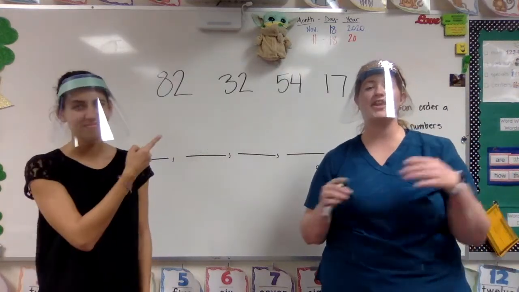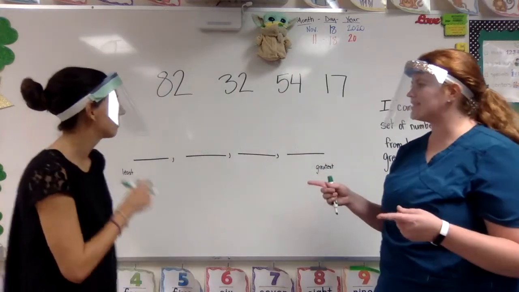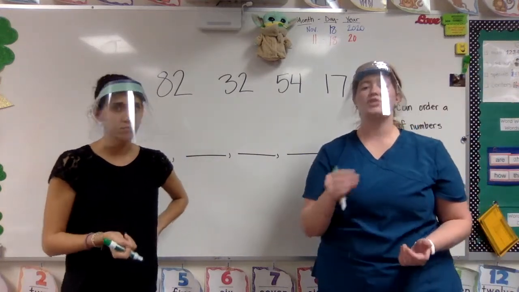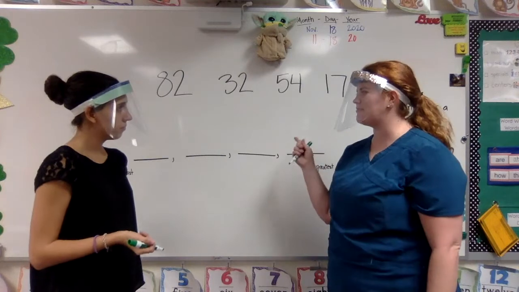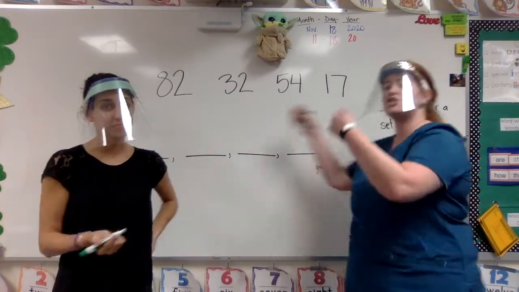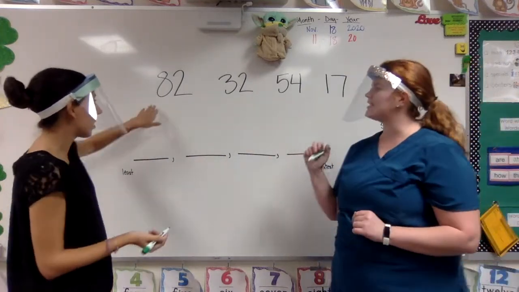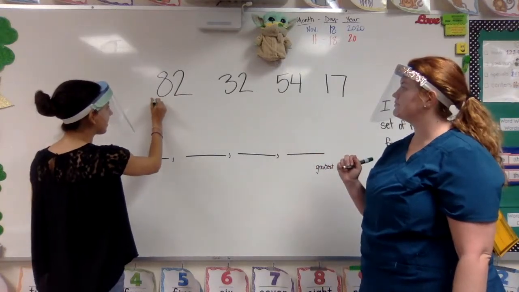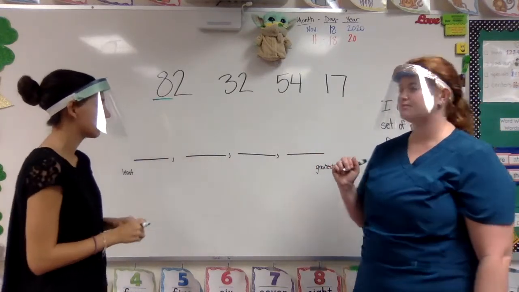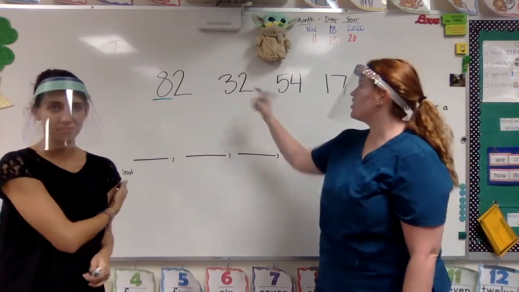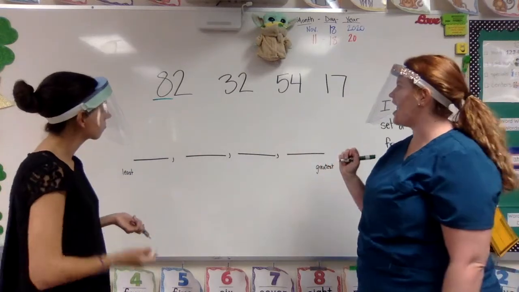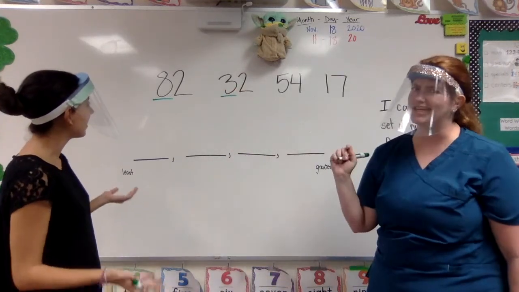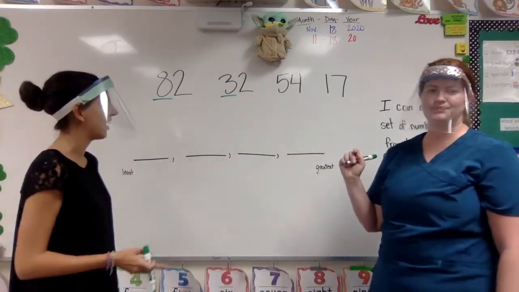Okay, let's practice with another set of numbers. You know what, Miss Lestico? We started by finding how many tens were in each number. So I think we should do the same thing here so we can order from least to greatest. Okay, well, looking at our first number, we have 82. And I know that the 8 is in the tens place. Oh, then we have 32. I have a 3 in the tens place. Oh, well, I can already tell that 3 is less than 8.